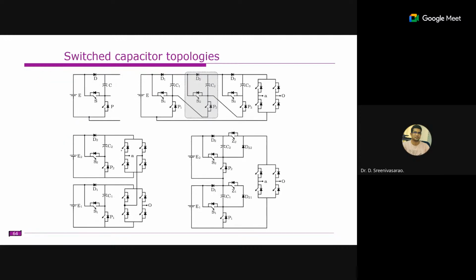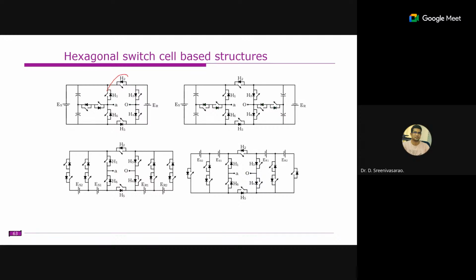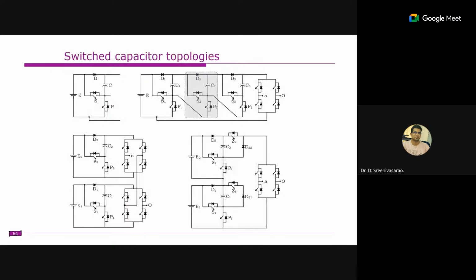So a lot of topologies are based on this one. So this is the hexagonal switch cell. If you observe, so far this one is the T type, and this one is the hexagonal switch cell. We have just mixed all these things. But a lot of changes are made here and there. That is, we have the T type on one side, and on the other side they added the T type. Right. All these things will produce different voltage levels.